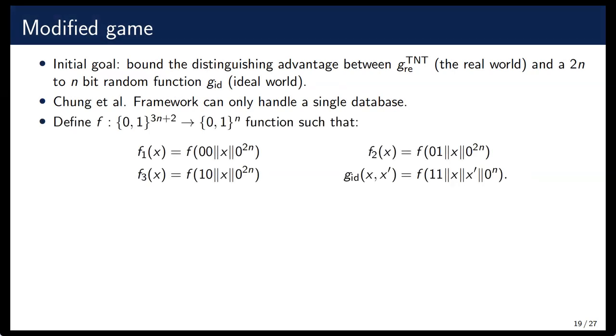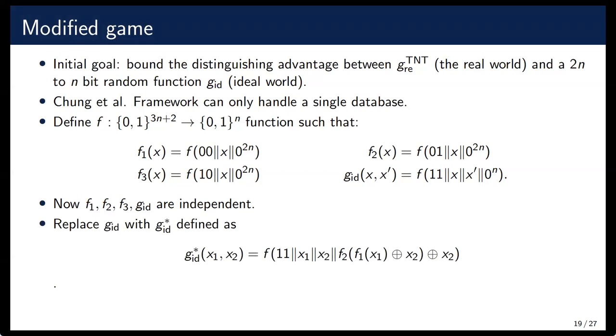So we define a function from 3n plus 2 bits to n bits, such that if the input starts with 0, 0, it is F1, if the input starts with 0, 1, F2, if the input starts with 1, 0, F3, and 1, 1, GL. We also note that now F1, F3, and GL can be independent, that's the domain subdivision. And moreover, we can replace GID with some GID star, which also tracks the input for the last input of F3, which is the following formula. And luckily, GID star is random X1 concatenated with X2.